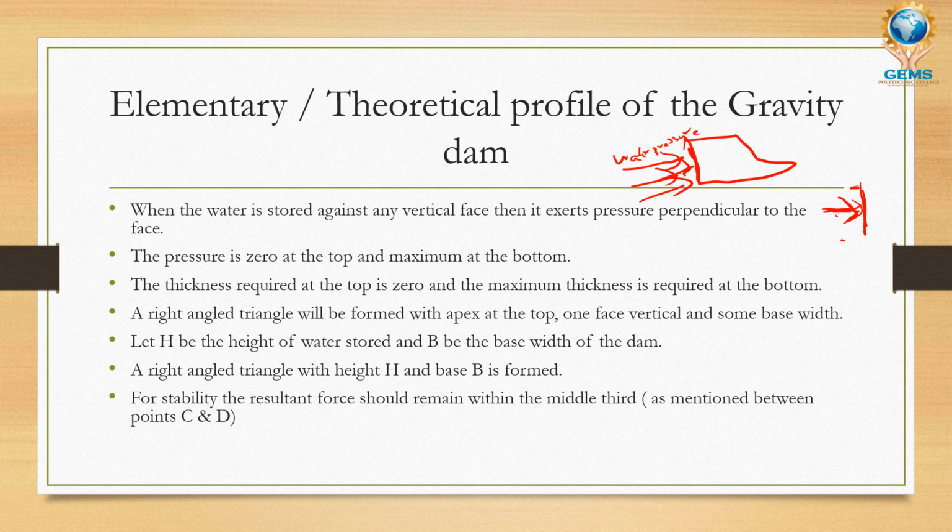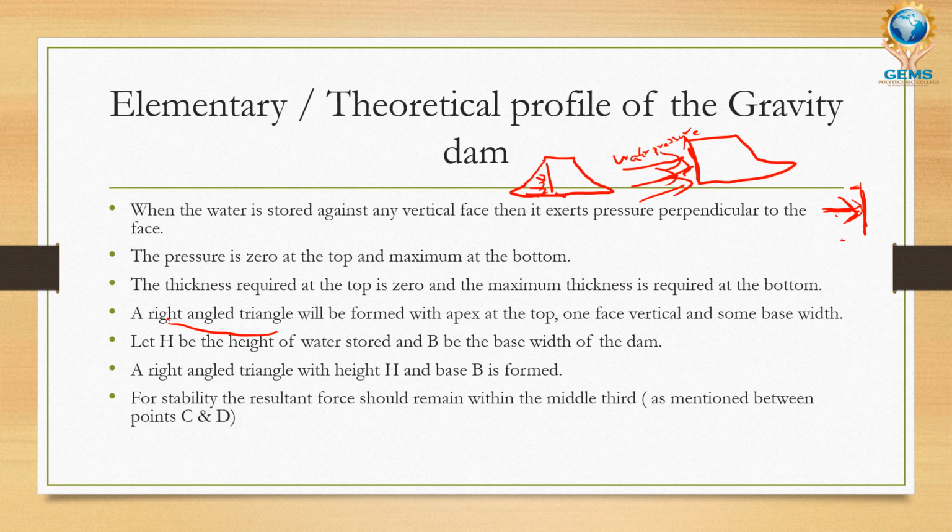The right angle triangle will be formed with apex at the top. What does apex mean? Consider this another dam that I want to draw and explain. This is the apex point, the topmost point, and this is the triangular portion which you are going to draw for analysis.